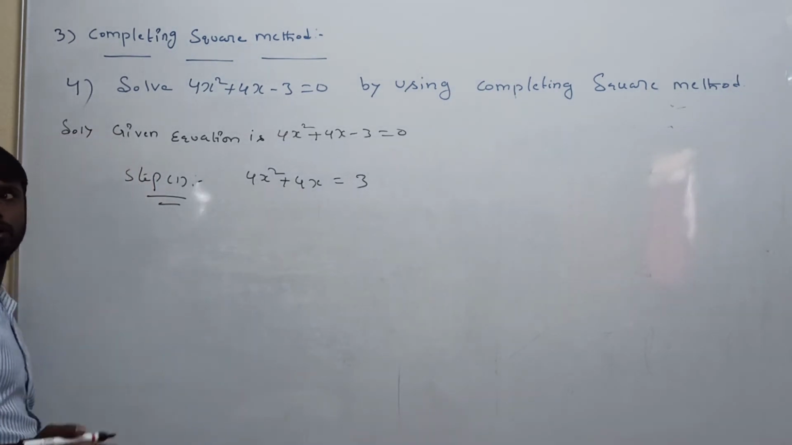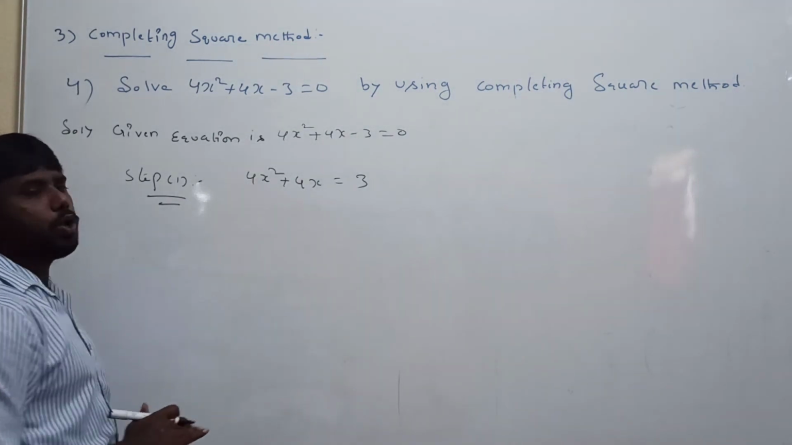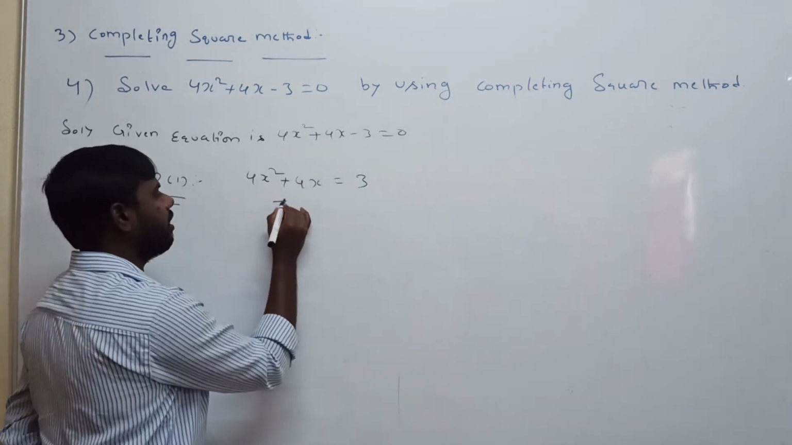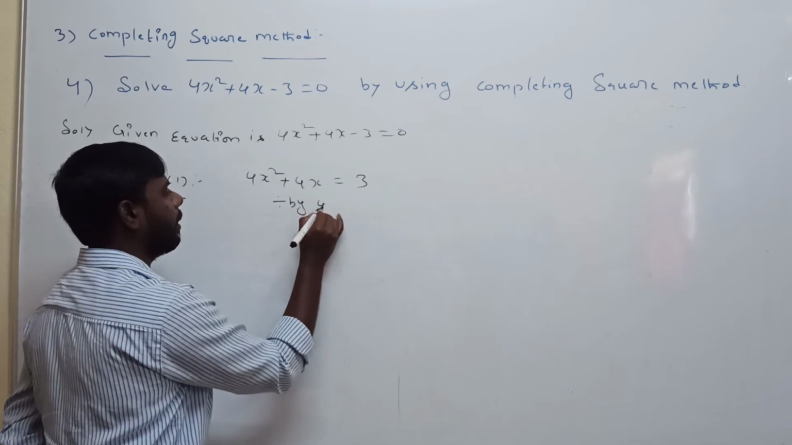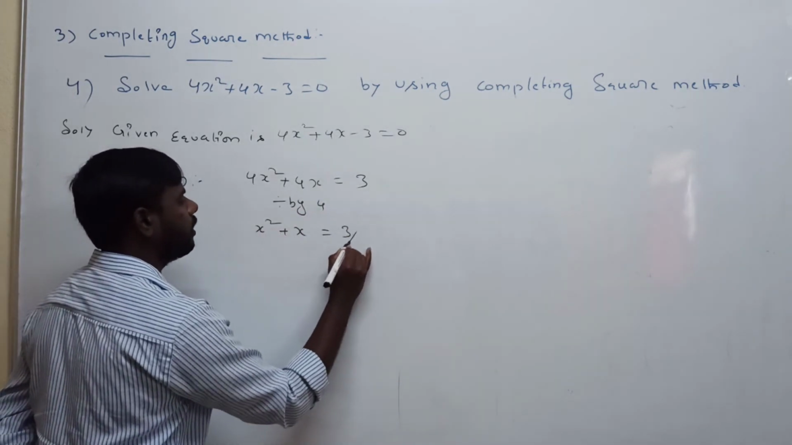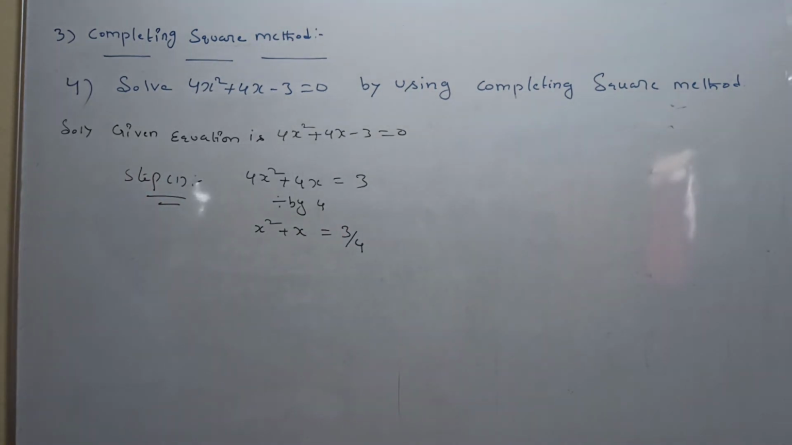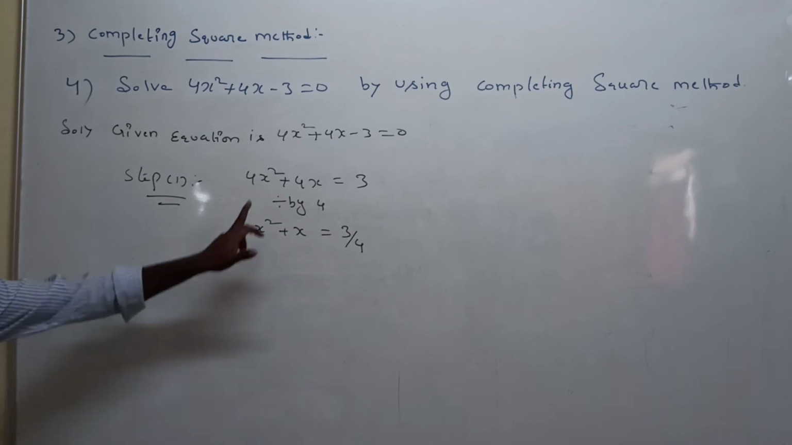The reason you have to convert is the completing the square method. But here 4 is there, that's why we are eliminating 4. That's why we divide both sides by 4. So we get x square plus x is equal to 3 by 4. Why are we eliminating 4? To easily convert to the square method.